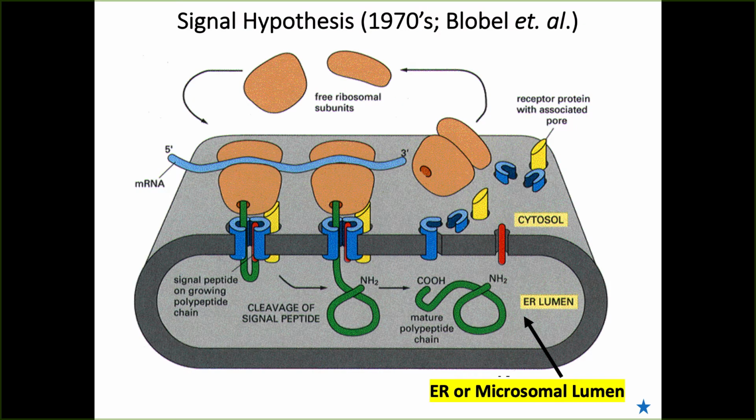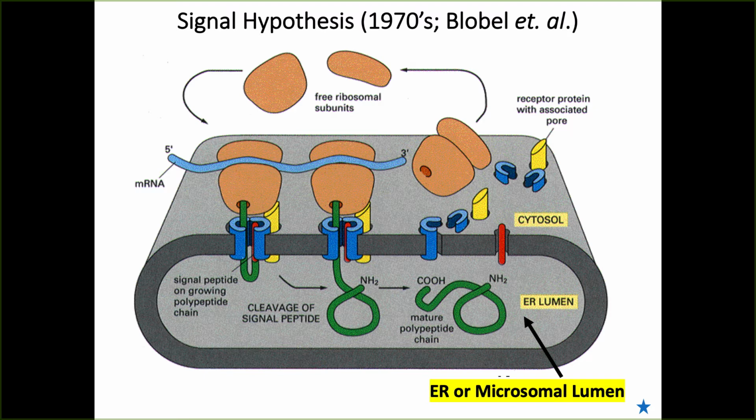So here is one idea. The signal hypothesis. This was proposed a long time back in the 70s, 80s by Günter Blobel, on how the proteins, or the ribosomes, find the endoplasmic reticulum to make the protein go inside the endoplasmic reticulum. There must be something. And this was the idea, that there must be a signal in the protein or the polypeptide that is being made by the ribosome that makes it go to the endoplasmic reticulum.